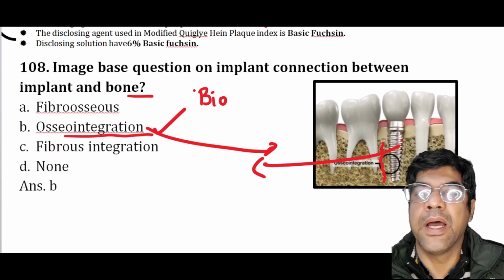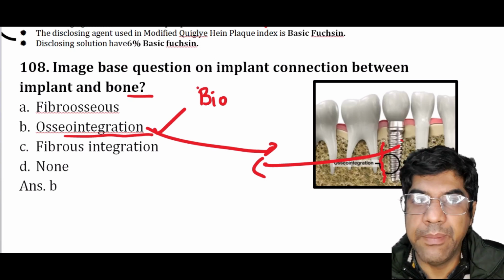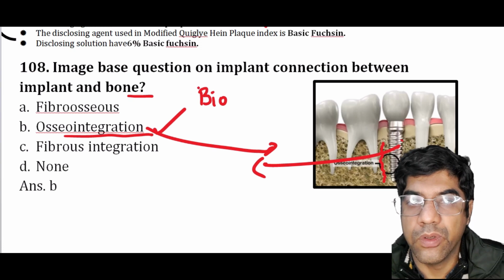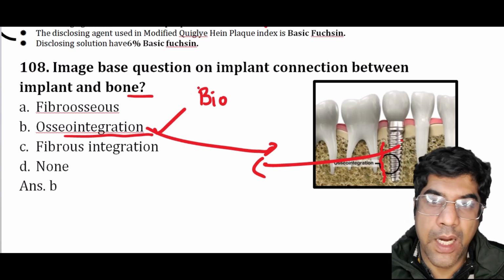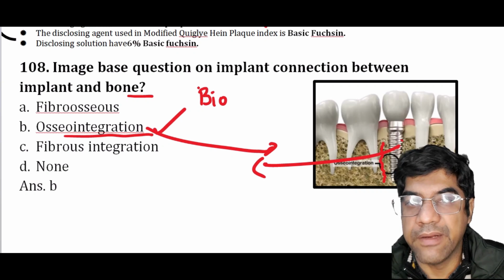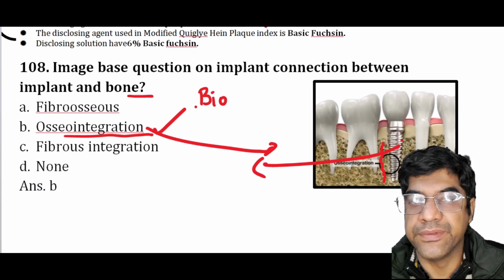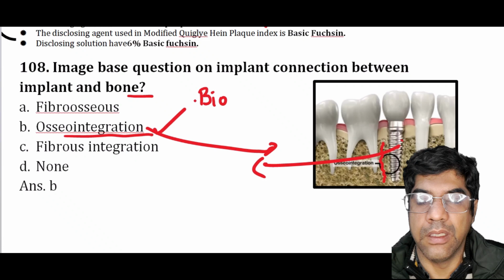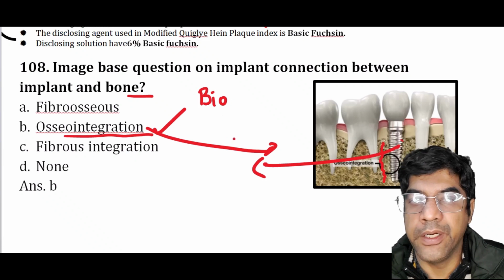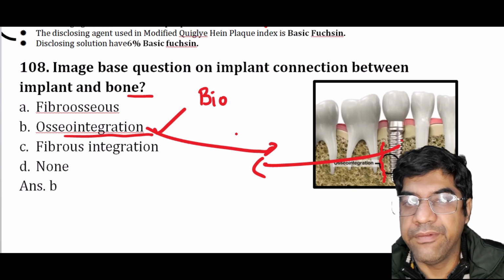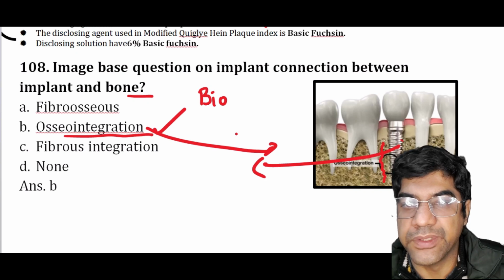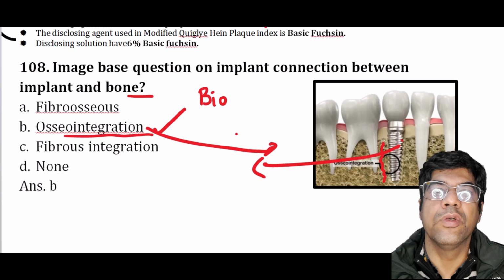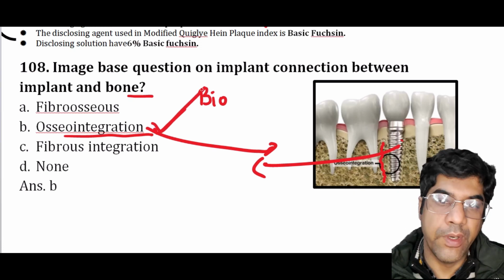The third is that the implant placement should be in intimate contact with the bone. Placing the implant in direct contact with the bone enhances the chances of successful osseointegration. And the last is the immobility of the implant during healing. The implant should remain immobile relative to the bone during the healing phase to facilitate the integration process. So the answer is osseointegration.